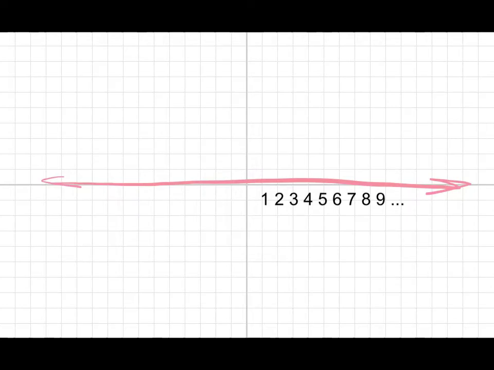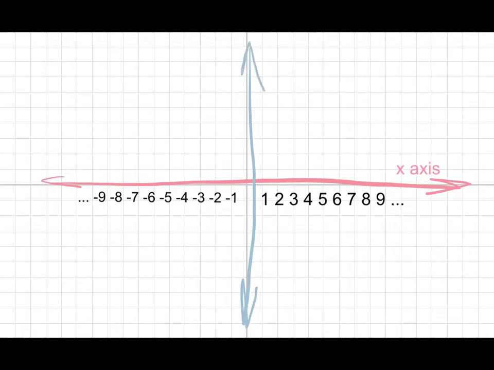With labeling, it helps to think of the x-axis as a number line, with positive numbers on the right and negative numbers on the left. The y-axis makes some sense as well. The positive numbers are at the top and negative numbers at the bottom.